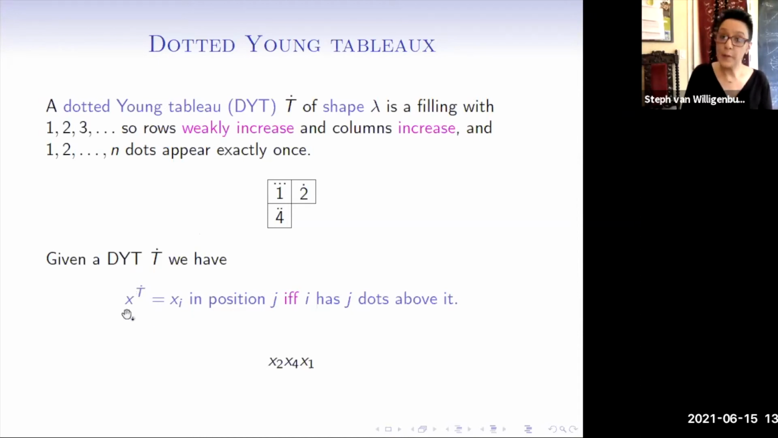And then given a dotted Young tableau, we can associate a monomial to it. So we say the monomial associated to it is just going to be, well, we're going to put x_i in position j if and only if i has j dots above it. So going back to our example here, we have 2 has 1 dot above it, so we write down x_2 first. Then 4 has 2 dots above it, so we'll write down x_4 second. And then 1 has 3 dots above it, so we're going to write down x_1 first.